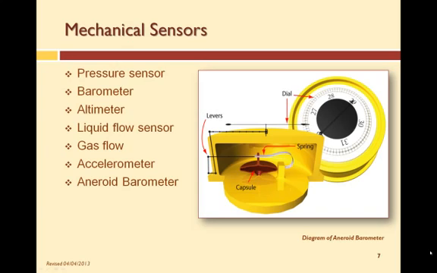Other types of mechanical sensors include the pressure sensor, which measures pressure, barometers, which measure atmospheric pressure, and altimeters, which measure the altitude of an object above a fixed level. We also have liquid flow sensors, which measure flow rates of liquid, gas flow sensors, which measure velocity, direction, and the flow rate of a gas, and accelerometers, which measure acceleration and deceleration.